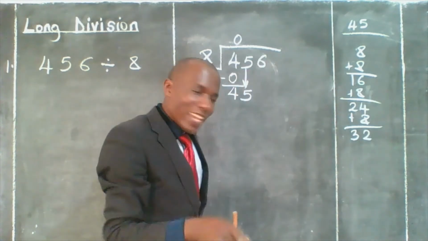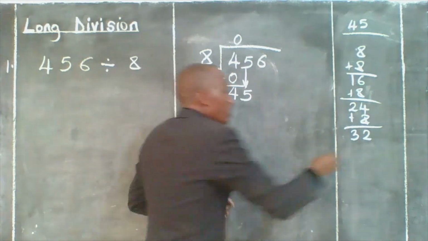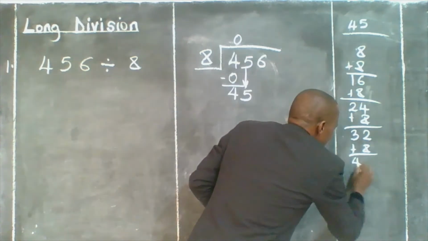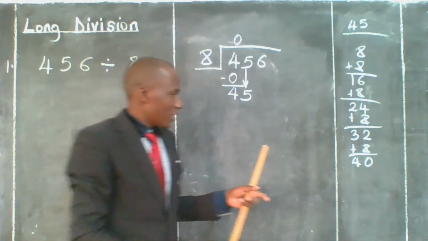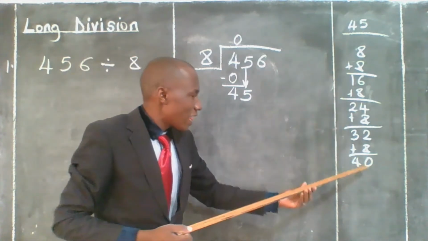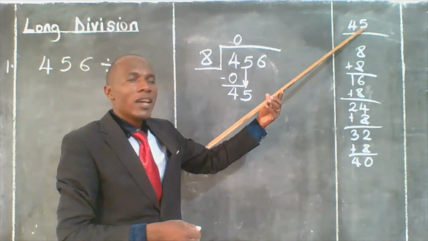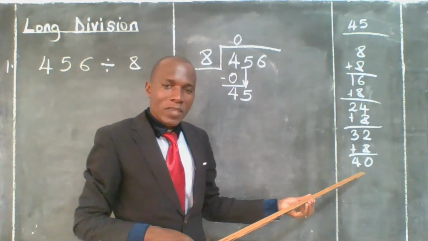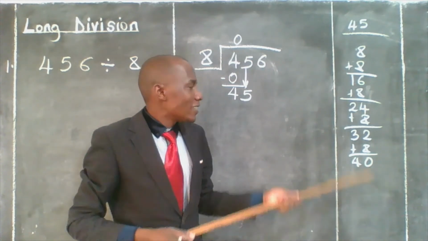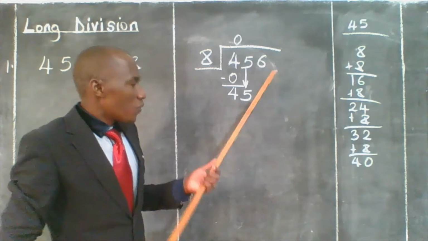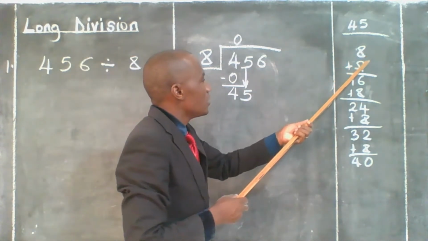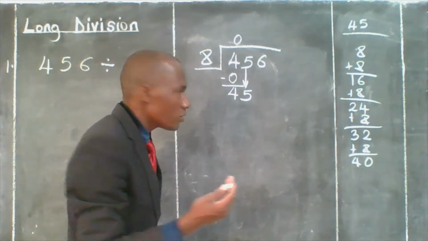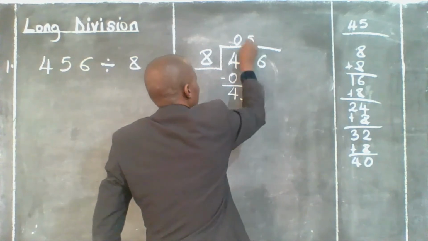Let us fix another 8 because we have not reached 45. After fixing that, we get 40. When we fix another 8, we are going to be beyond our number, which is 45, which means we stop here. After stopping, we count how many times 8 has entered into 45. We count 1, 2, 3, 4, 5. It has entered 5 times. So we write that 5 here.